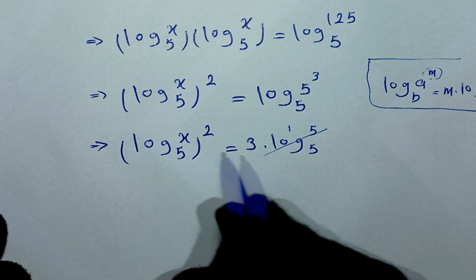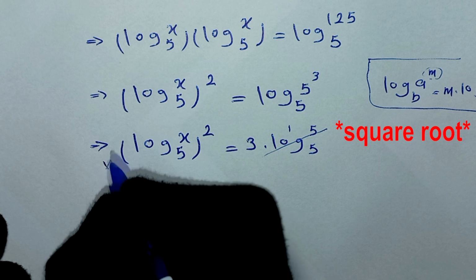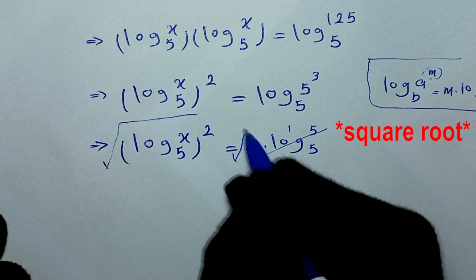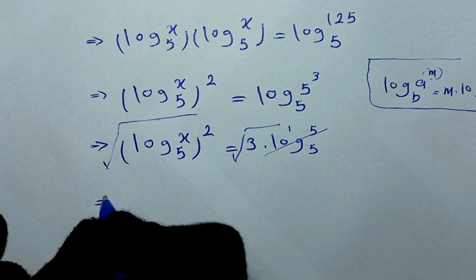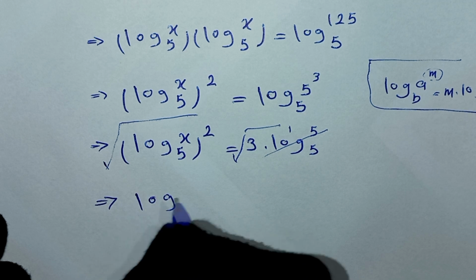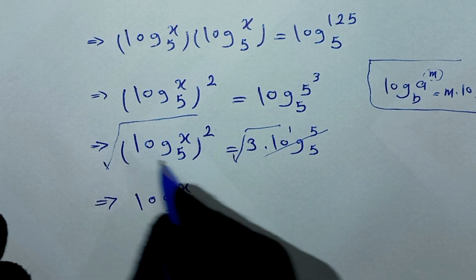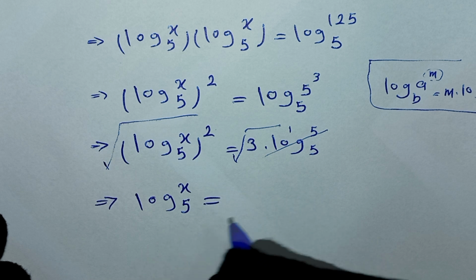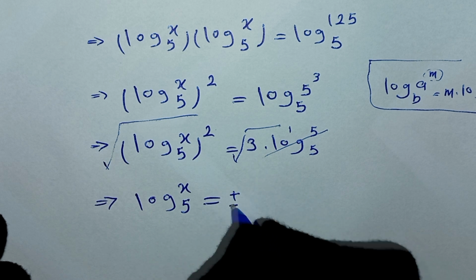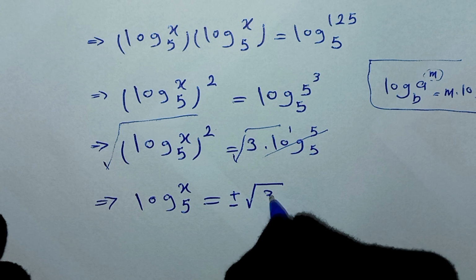And in the next step, we apply square root to both sides of this equation. So it will be log of x to base 5. In here, this power of 2, we cancel with this square root, is equal to plus or minus square root of 3.